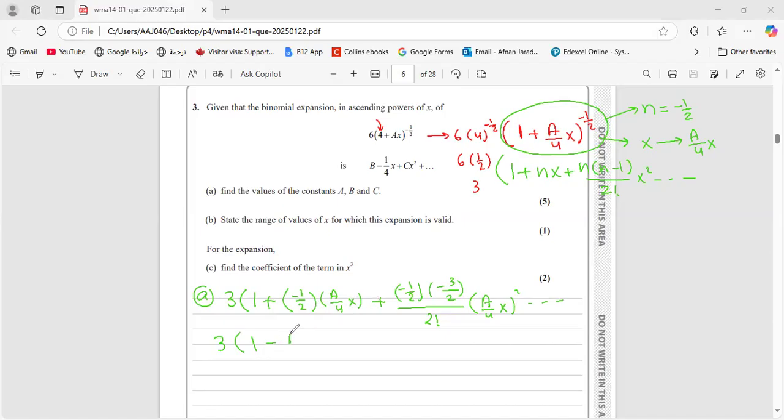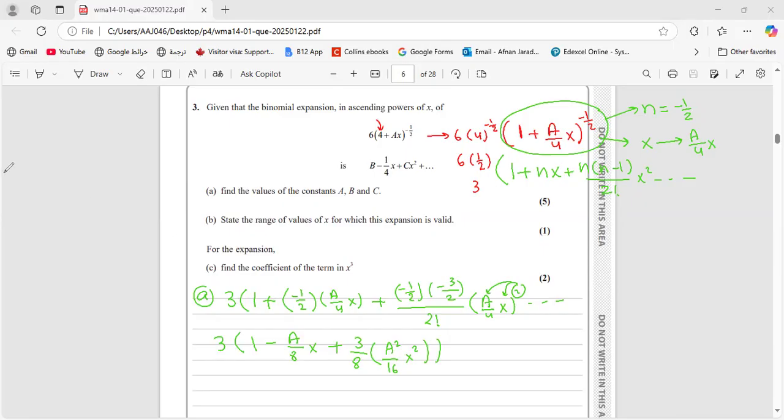So this one is negative a over 8x. To multiply negative half times negative 3 over 2, it will be 3 over 4. Then 3 over 4 over 2 factorial, which is 2, it will be positive 3 over 8, and the square must distribute for a over 4 and x. It will be a squared over 16x squared.